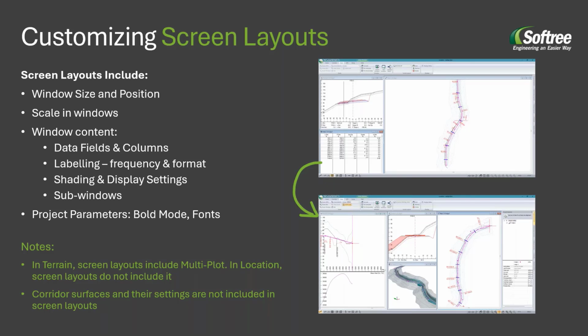It'll control, in your plan, profile, cross-section, etc., all the labeling that you've set up, the frequency and the format. It'll control the line types. It'll control your shading and display settings, your sub windows. So if there is a particular way that you like to have your screen set up with all those different pieces of content, you can use a screen layout to save that and apply it to new projects.